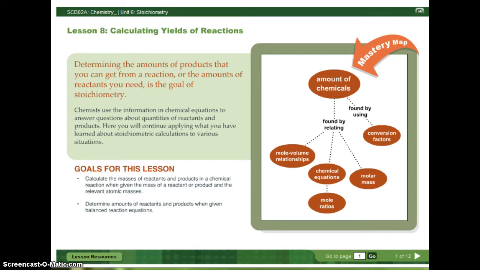Goals for this lesson: calculate the masses of reactants and products in a chemical reaction when given the mass of the reactant or product and the relevant atomic masses. Goal number 2, determine amounts of reactants and products when given balanced reaction equations. The amount of chemicals is found by conversion factors or fractions. It's found by relating mole-volume relationships, chemical equations, specifically the mole ratios, and the molar mass, or the mass of 1 mole. Again, we are seeing the magic of the mole.